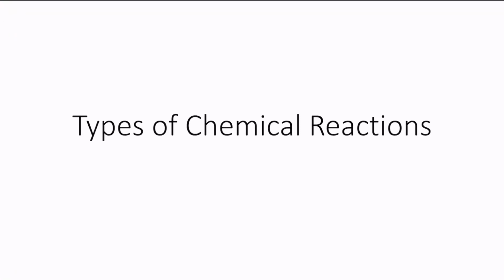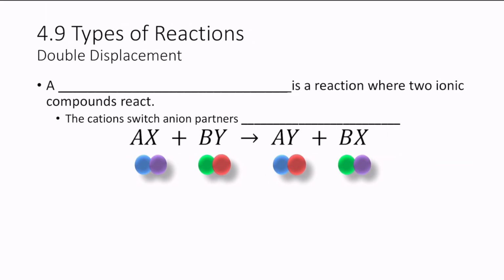In this video, we're going to talk about the types of chemical reactions. The first one we're going to talk about is a double displacement reaction. And this is a reaction where two ionic compounds react with each other, and the cations and anion partners switch places.